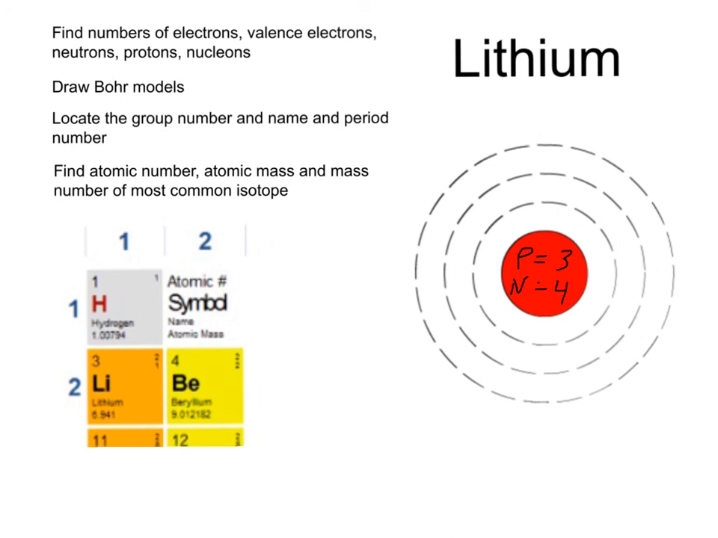Okay, so now we have to add in our electrons. So lithium has 2 inner electrons and 1 valence electron, like so. The atomic number for lithium is 3. The atomic mass is that number unrounded, 6.941. And the mass number is the rounded number, 7.